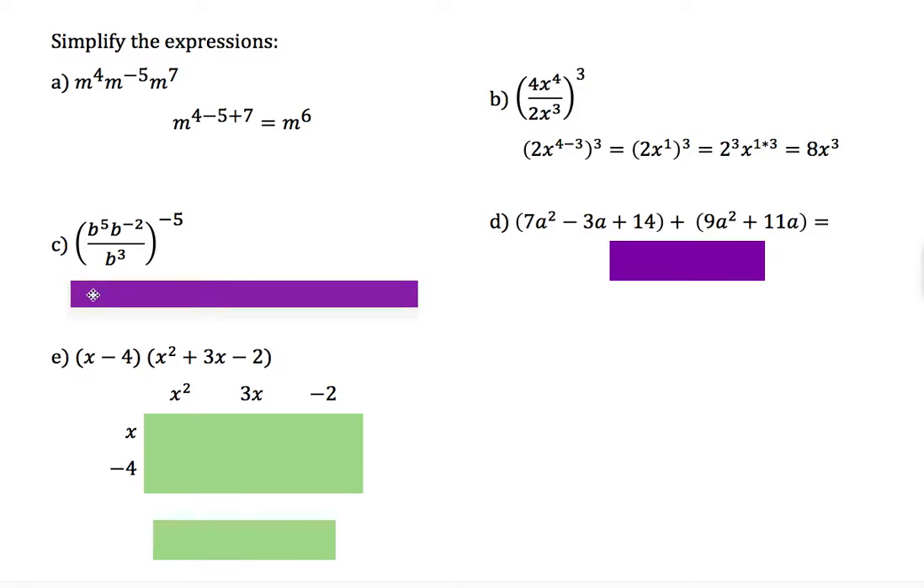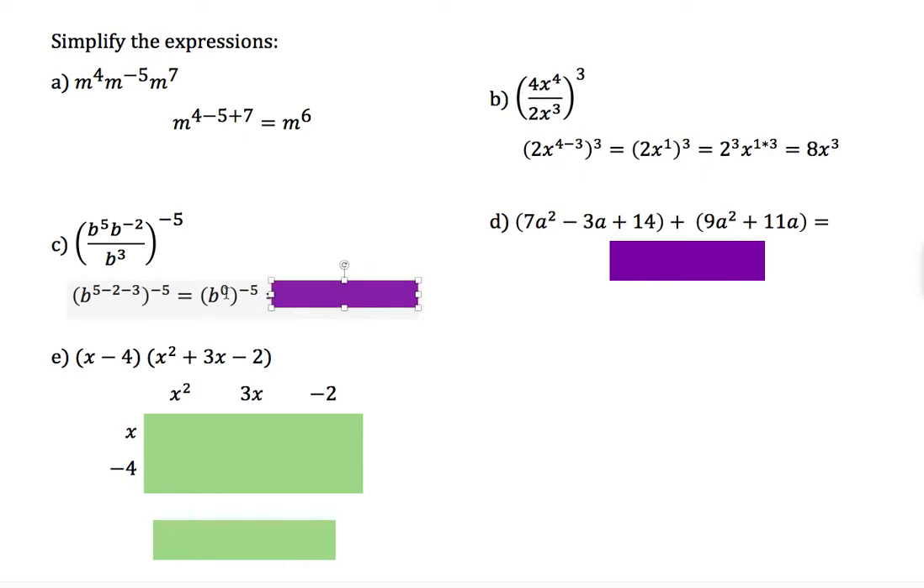And so in the parentheses, because these two are being multiplied, we'll add the exponents together. So b raised to the 5 minus 2 power, because it's a negative. And then this 3 down here, because we're dividing by b to the 3rd power, we're also going to subtract 3. And then that's raised to the -5 power. Okay, so 5 minus 2 minus 3 is just 0. So we're just going to have b to the 0 power raised to the -5 power.